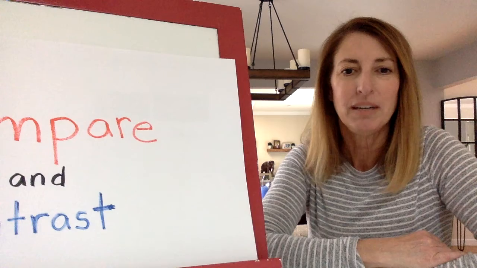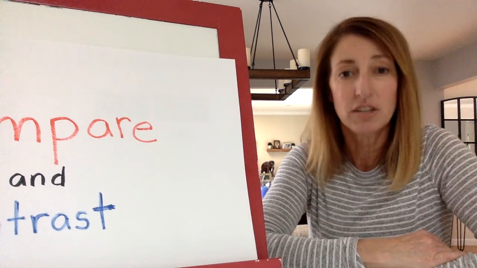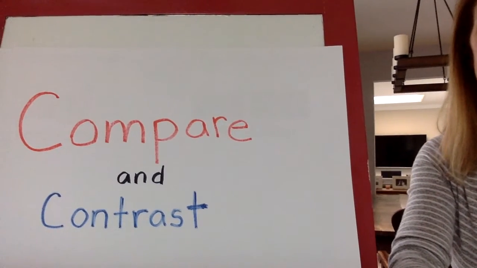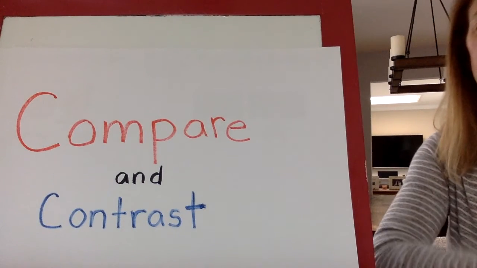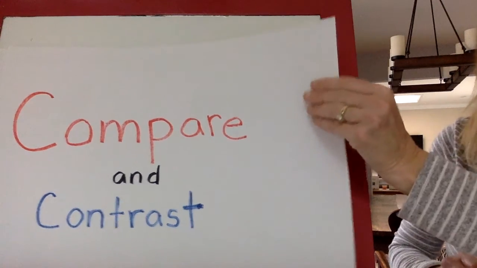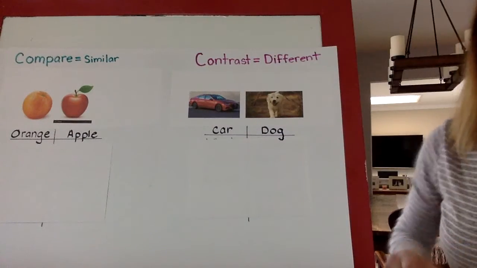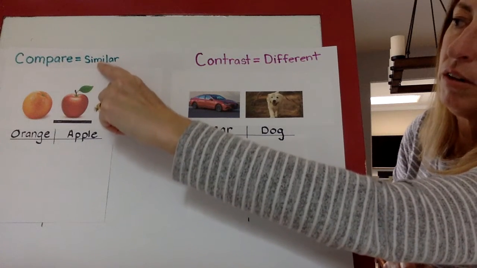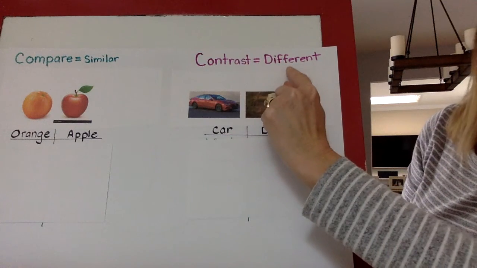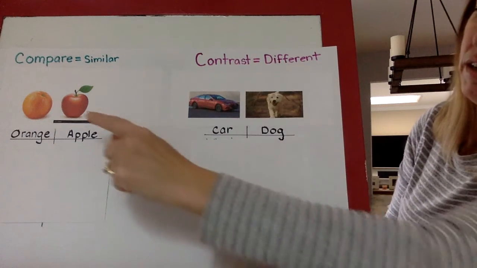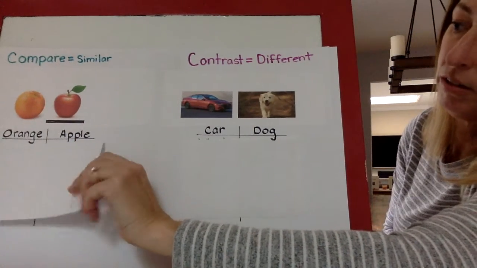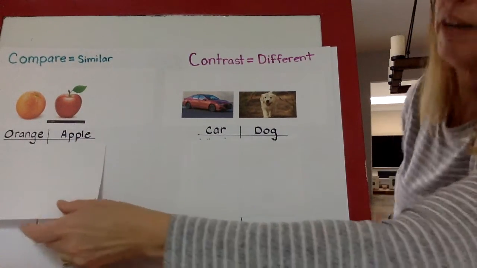Today we are going to be doing a lesson that has to do with text structure, and it's called Compare and Contrast. Compare and contrast, you may have seen these words before. Let me explain the difference. Compare means similar or close to the same. Contrast means different. So if we look here, an orange and an apple, they're very similar, and I'm going to compare them right now.